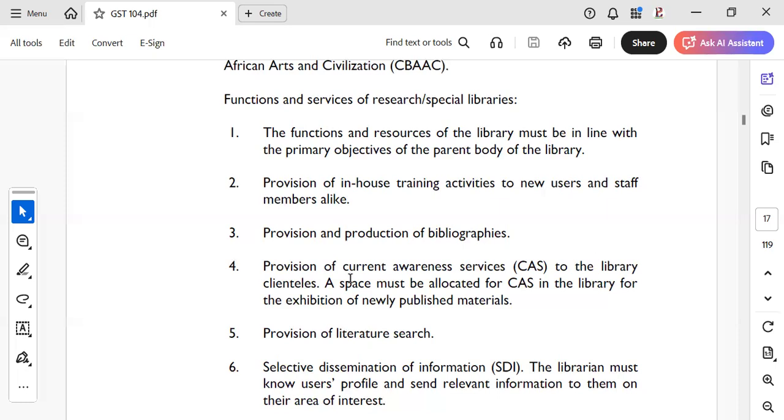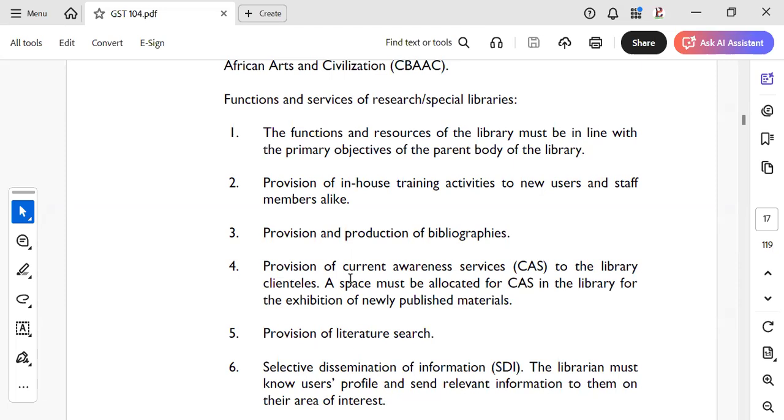Now, provision of current awareness services, which is CAS. Please know the meaning of CAS. They used to ask question on the full meaning of CAS. Current awareness services. Let's all say it together. What's the full meaning of CAS? Current awareness services. Thank you. There is still another one apart from CAS, we'll get there too.